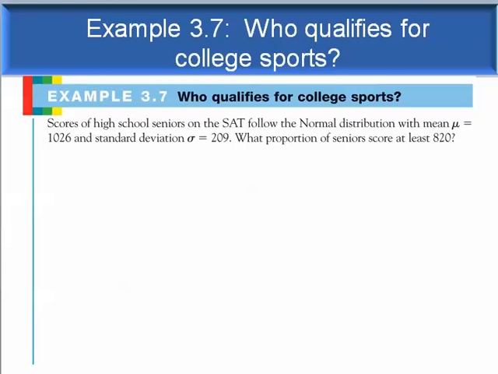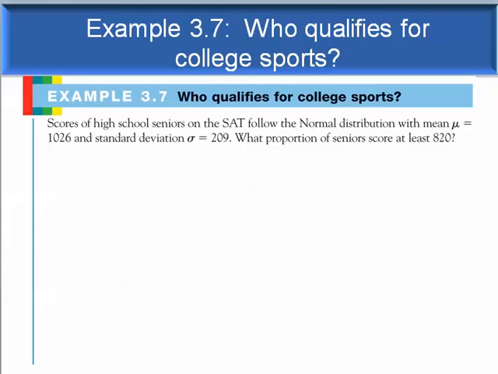By the way they're asking this question and calling it who qualifies for college sports, I'm assuming that 820 is the cutoff score for SATs for college sports. So let's think about what we want to talk about here. We want to find what proportion of seniors score at least 820, so they have to score more than an 820.